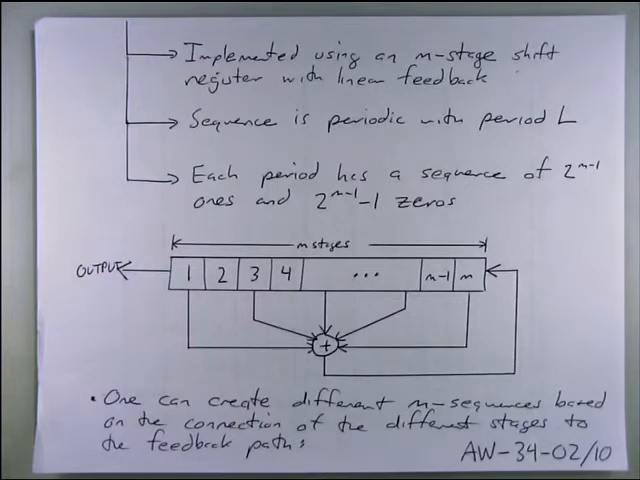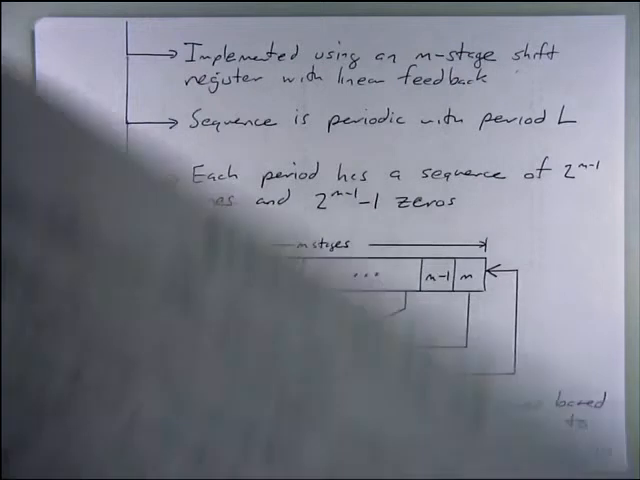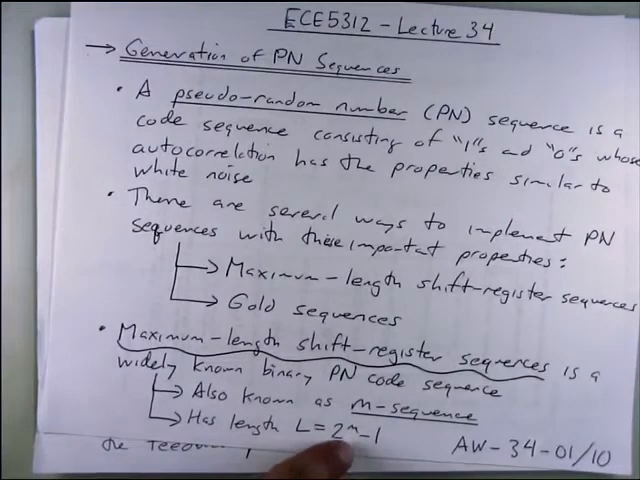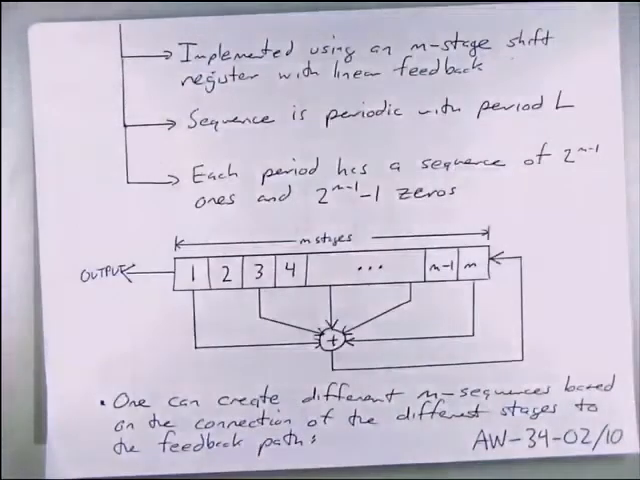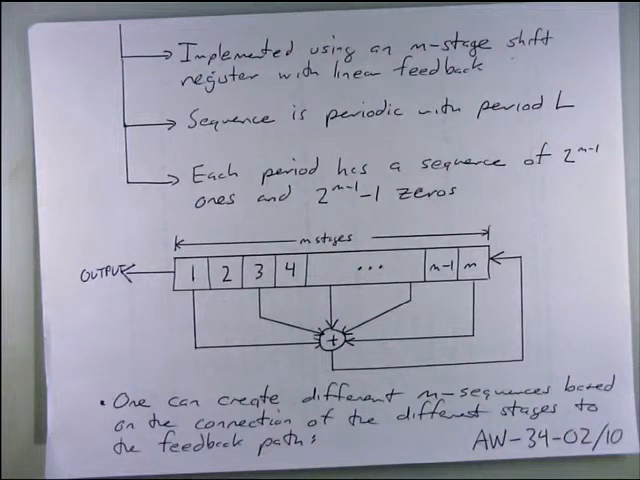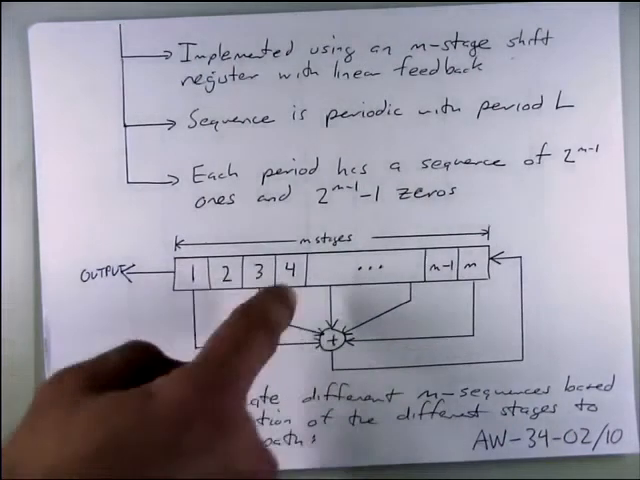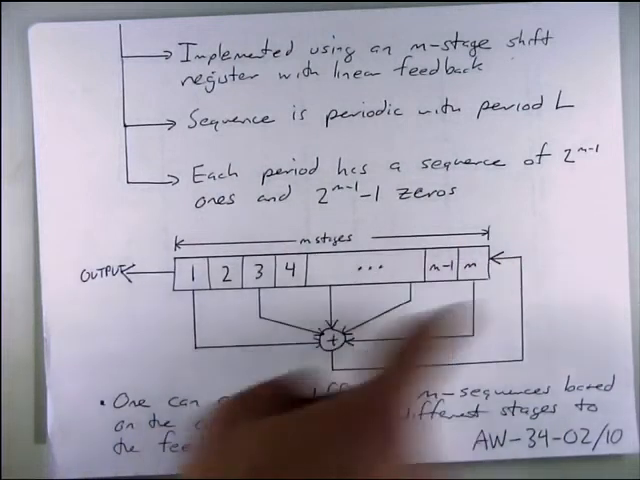The theory behind this is that you have M stages of your shift register, and the length L, in total, is 2 to the m minus 1. So you're going to have periodicity every L bits. And the way it works is you take several of these stages, not all of them, and then you feed it back.